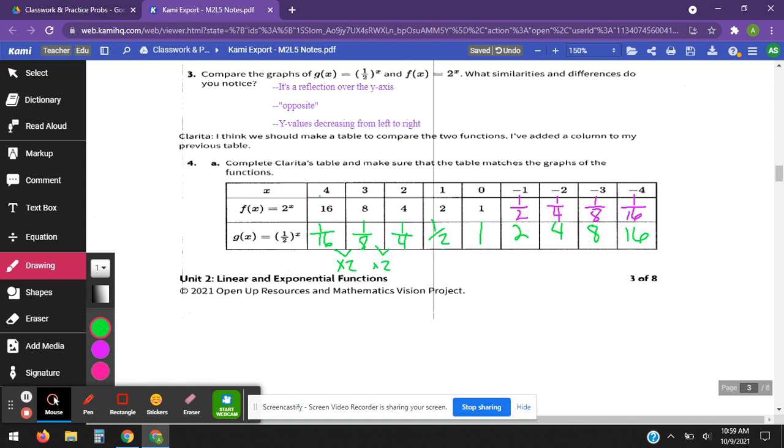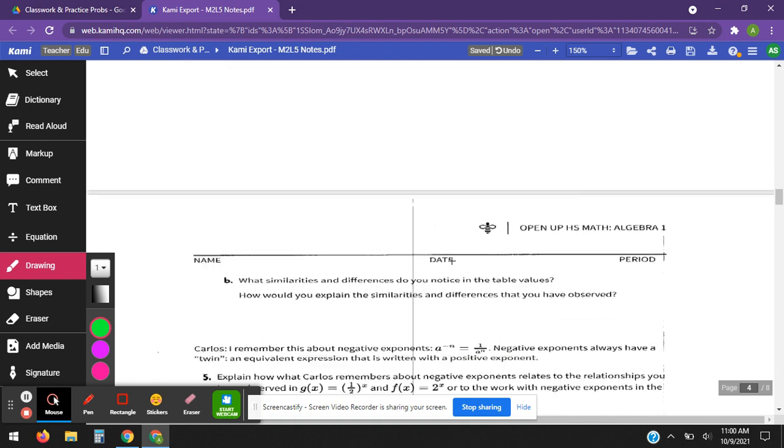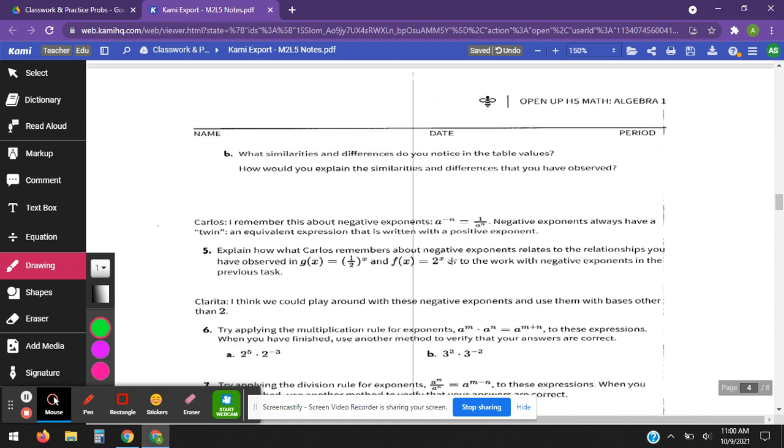On there, they kind of wrote the table. Normally, we put the negatives on this side. So this is kind of opposite of what we would normally write our table. Okay, what similarities and differences do you notice in the table values? How can you explain that?